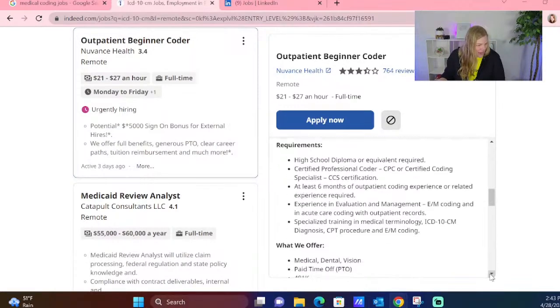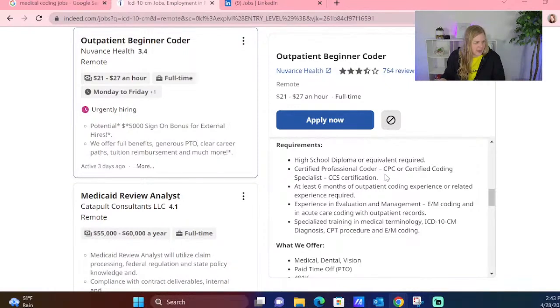High school diploma or equivalent required. So this would be someone who, if you're in high school and you don't have your diploma yet, wouldn't qualify for that because that is a requirement. Requirements mean mandatory. Preferred means we would like you to have.